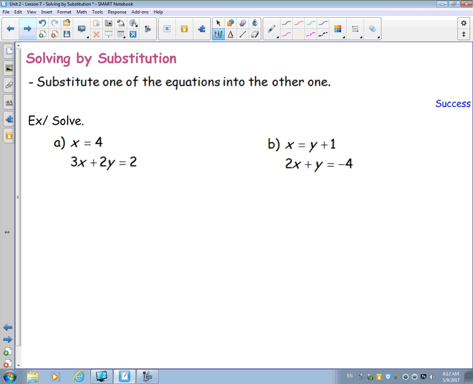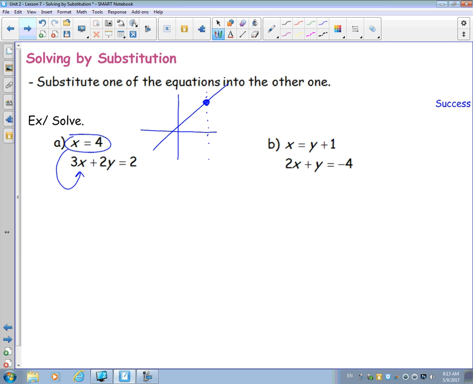In substitution, again, we're finding a single point of intersection, but we're going to find it by substituting one equation into the other. So for example, the first idea here, example A, I know that x is 4. Now technically x is 4 is a vertical line. And I have some other equation, a diagonal line, it's got an x and a y, and they're going to meet somewhere. They have to meet. A diagonal line and a vertical line have to meet somewhere. They're different slopes. I can find the point of intersection by taking x and putting it in for x.